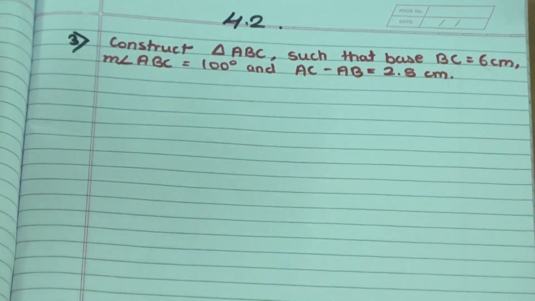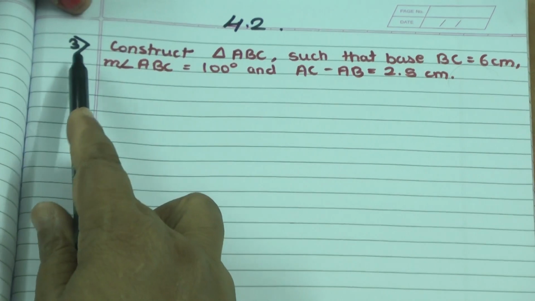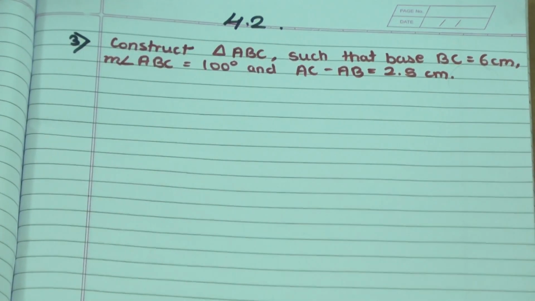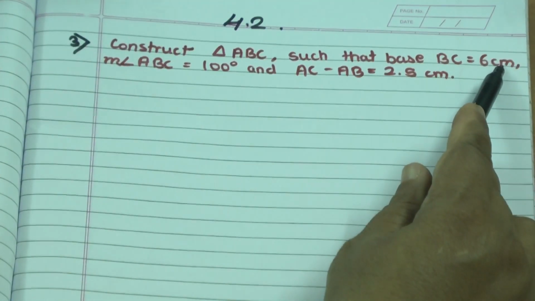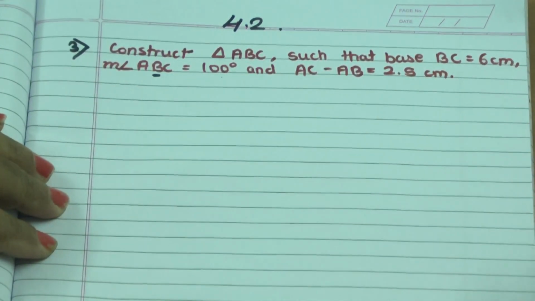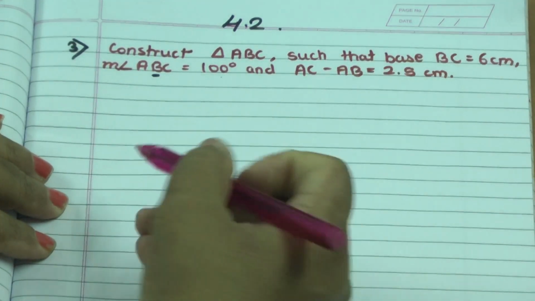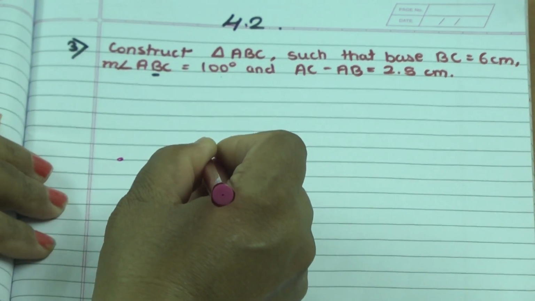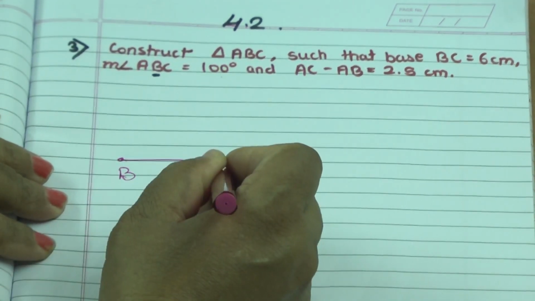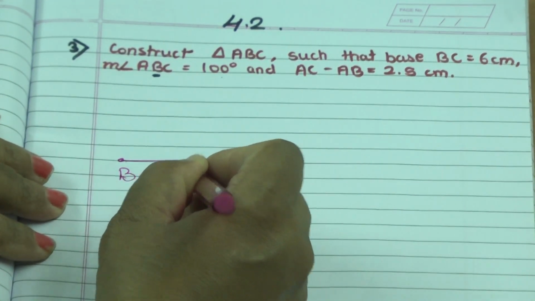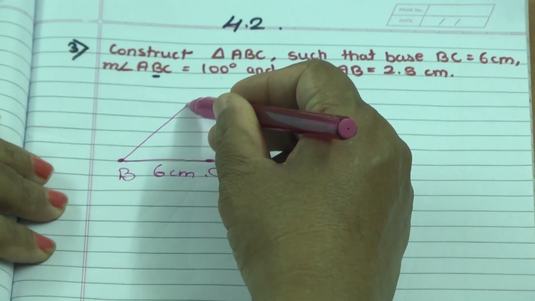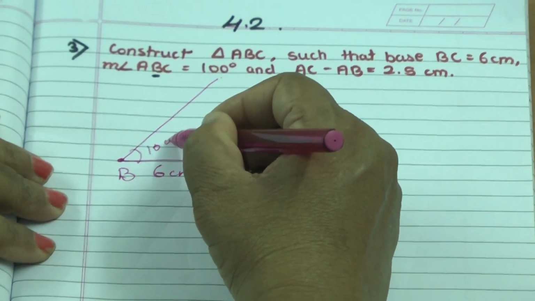Children, now we have exercise 4.2. Question number 3. We have to construct triangle ABC such that BC is 6 centimeter and at angle B we have 100 degree. So our rough diagram first we will draw. This side I am drawing it now. So my BC is 6 centimeter and at B I have an angle of 100 degree, which is 100 degree here.